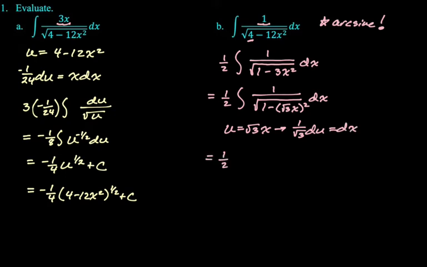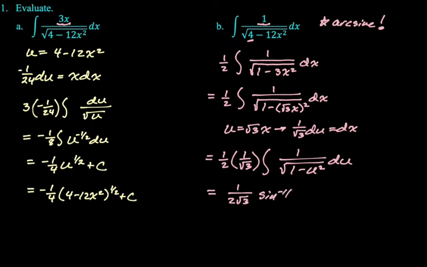So we get 1/2. The 1 over root 3 I'm going to pull out. And then the integral of 1 over the square root of 1 minus u squared du. That's a perfect arcsine. So I'm going to write this as 1 over 2 root 3, and then arcsine of u plus c, and then u is the square root of 3 times x. So finally we get 1 over 2 root 3 arcsine of root 3x plus c.